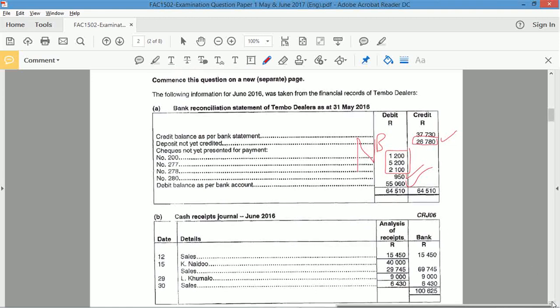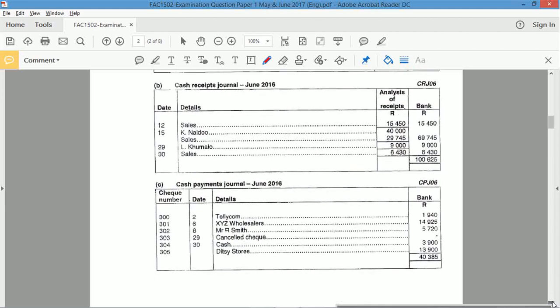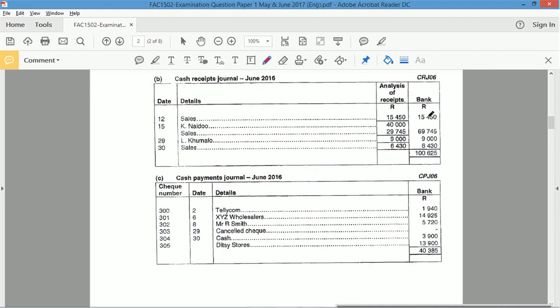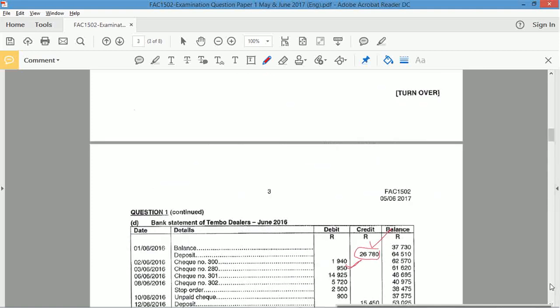Then we need to check our cash receipts with our bank statements. So the amounts that are underlined would have gone to the bank. 15,400 is there. I see it.